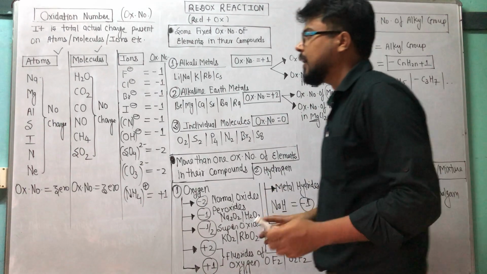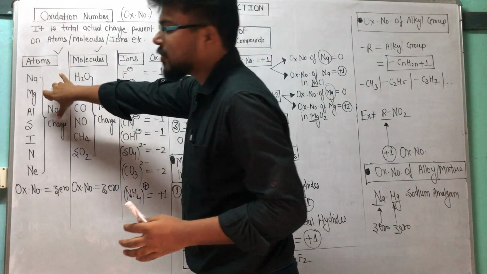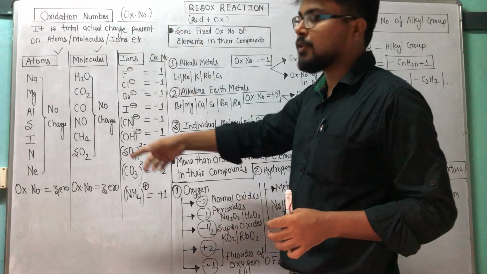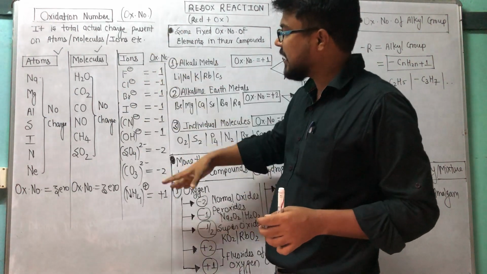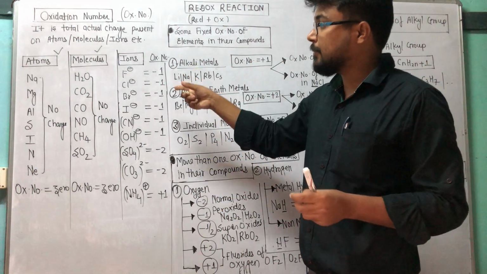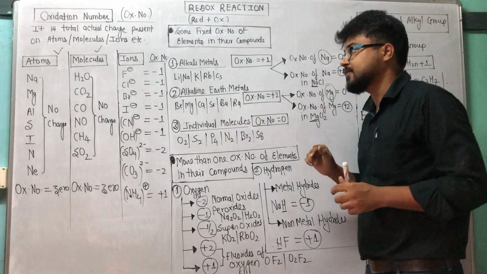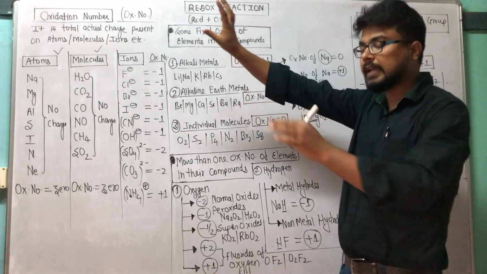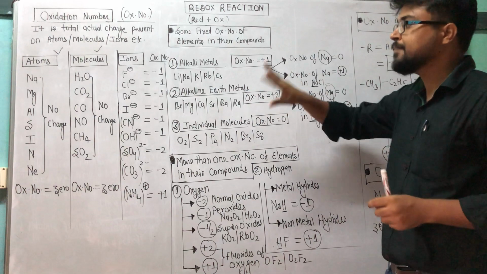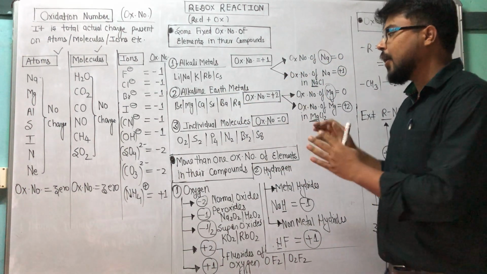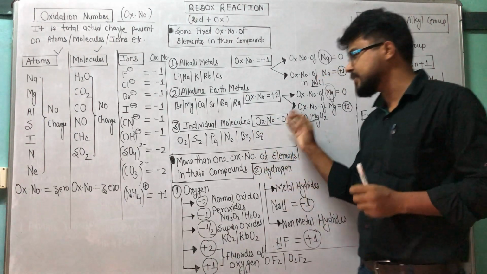So students, we can summarize. In the case of an atom, the oxidation number is 0. For a molecule, it is also 0. For ions, whatever charge is borne by that ion is the oxidation number of that species. For alkali metals in their compounds, the oxidation number is +1. For alkaline earth metals in their compounds, it is +2. The oxidation number of an individual molecule is 0.